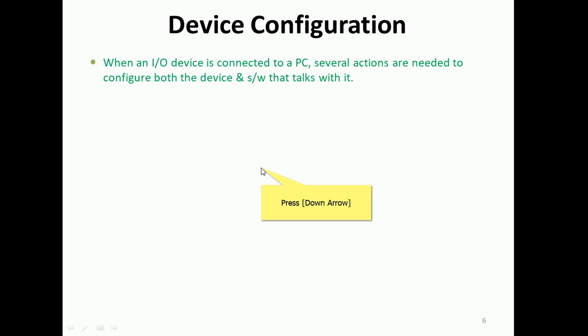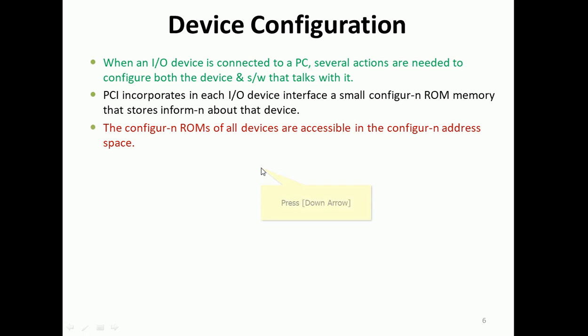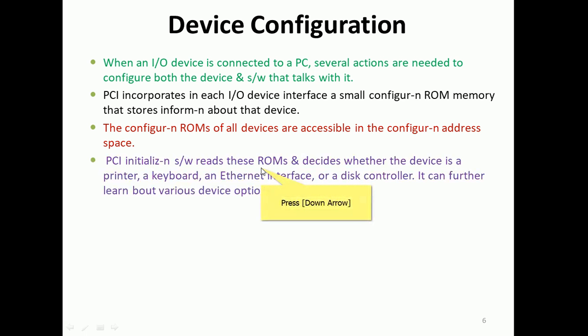So when an IO device is connected to the PCI, several actions are needed to configure both the device and the software that talks with it. PCI incorporates in each IO device interface a small configuration read-only memory that stores information about the device. The configuration read-only memories of all devices are accessible in the configuration address space, so through it we can identify them.